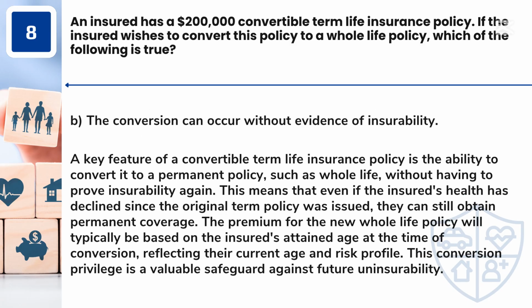Answer: B. The conversion can occur without evidence of insurability. A key feature of a convertible term life insurance policy is the ability to convert it to a permanent policy, such as whole life, without having to prove insurability again. This means that even if the insured's health has declined since the original term policy was issued, they can still obtain permanent coverage. The premium for the new whole life policy will typically be based on the insured's attained age at the time of conversion, reflecting their current age and risk profile. This conversion privilege is a valuable safeguard against future uninsurability.